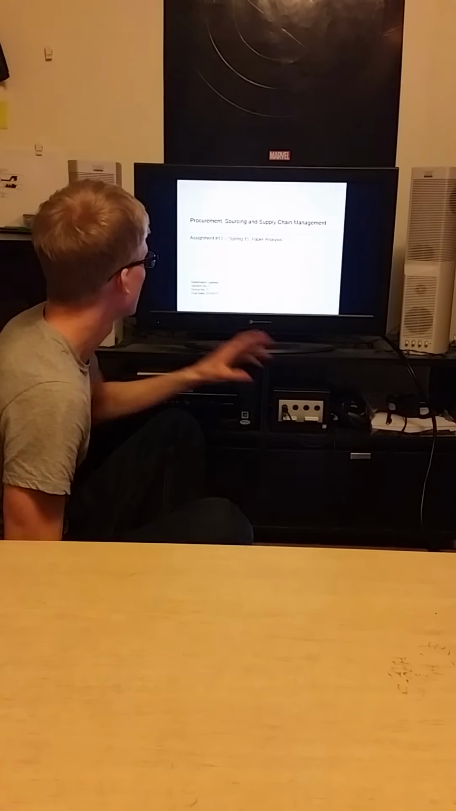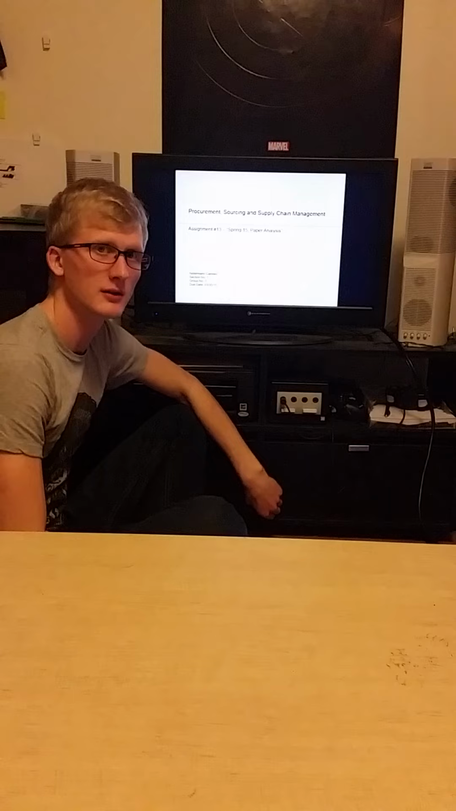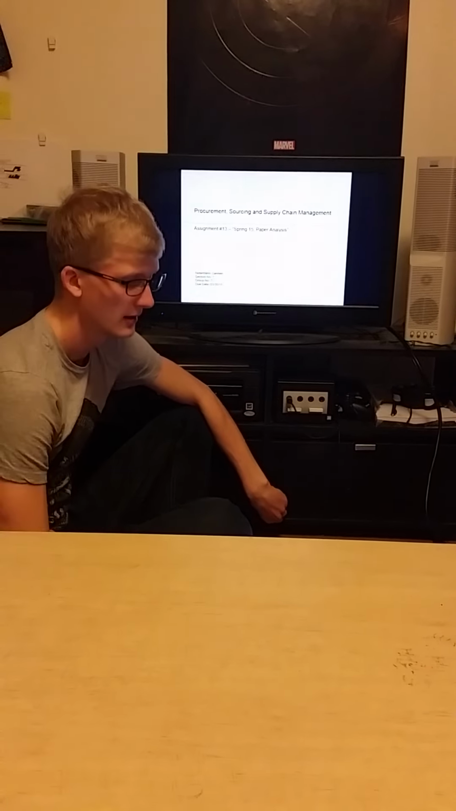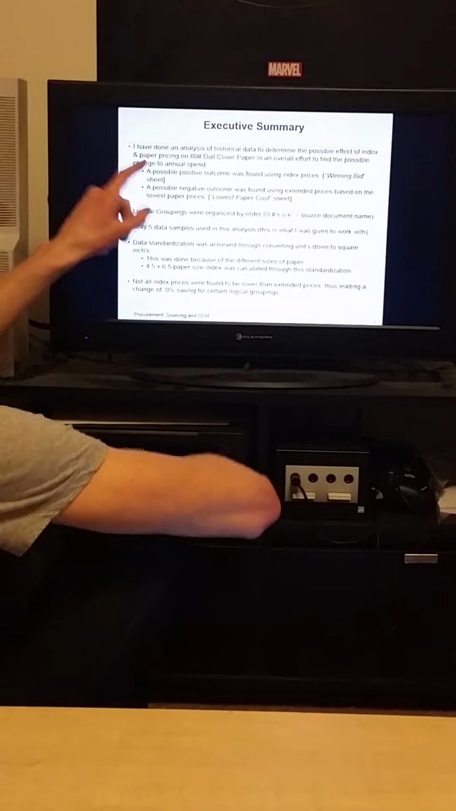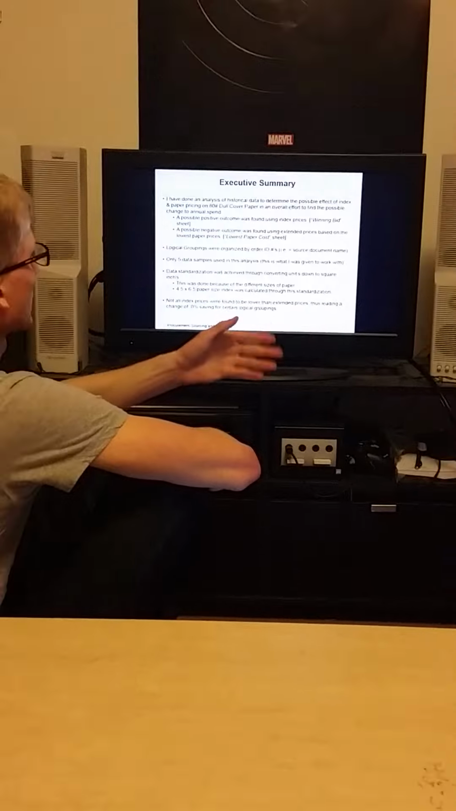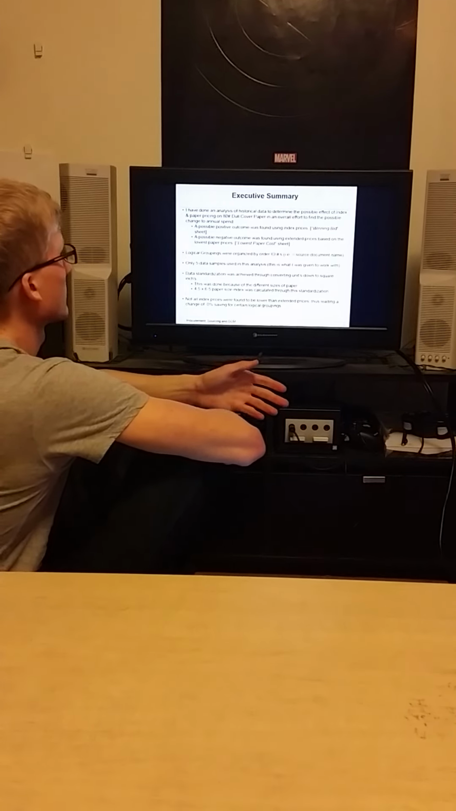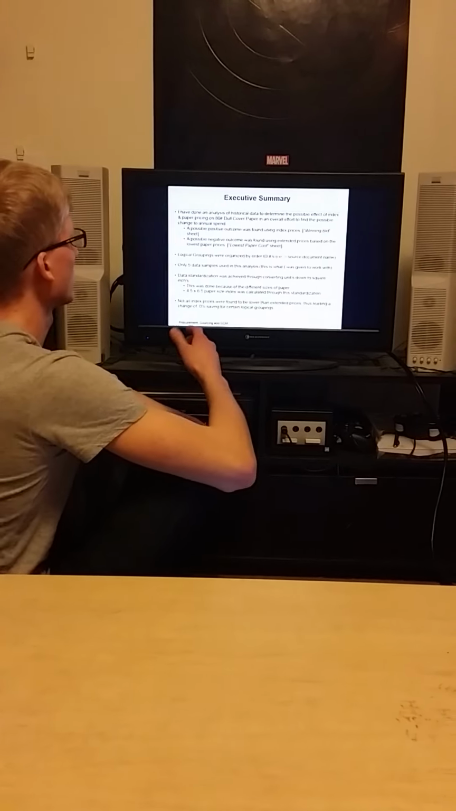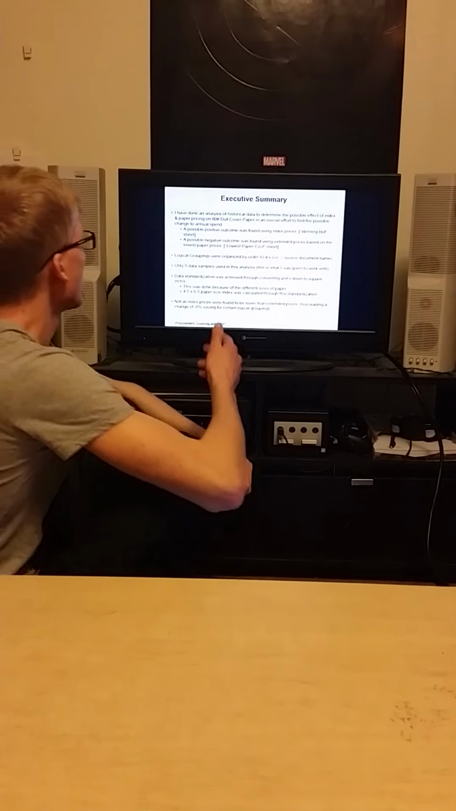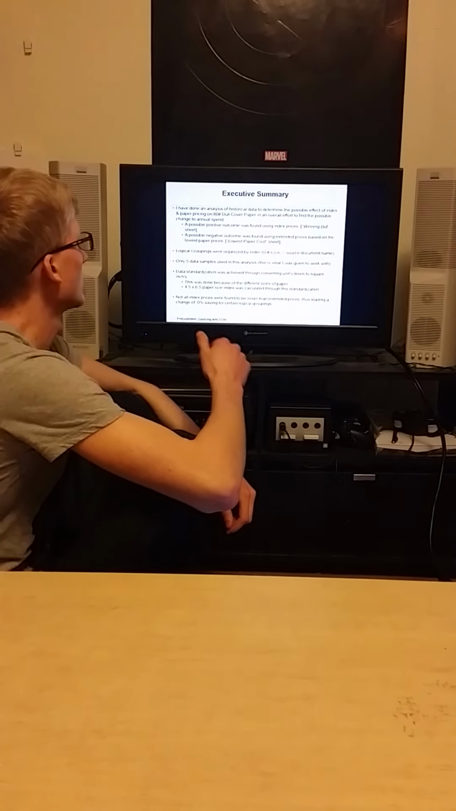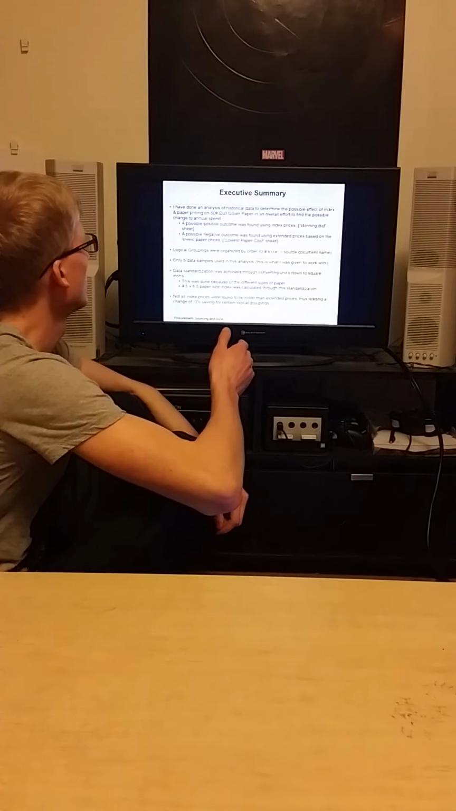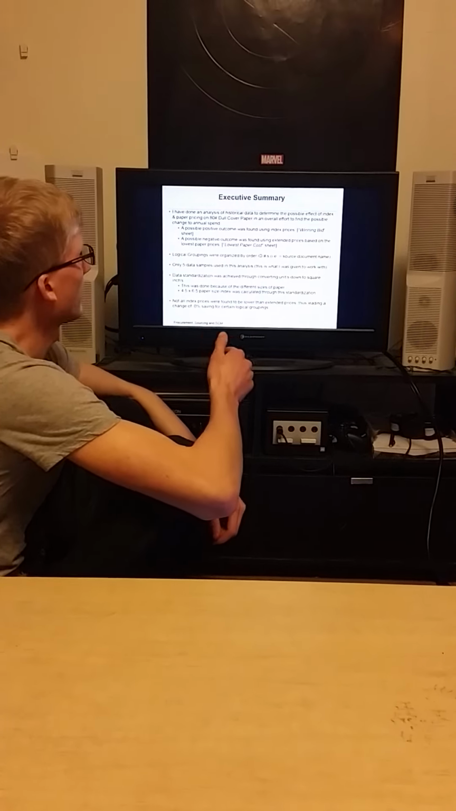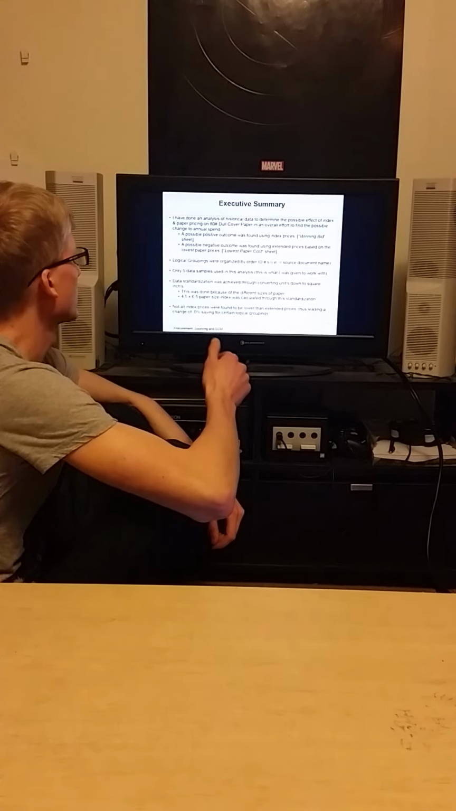This is assignment number 13. We have an analysis of data that we extrapolated from some documents given to us. Starting off with the executive summary, let me read it off here. I've done an analysis of historical data to determine the possible effects of index and paper pricing on a specific paper type, 80 number dull paper cover, or cover paper, in an overall effort to find the possible change to annual spend.